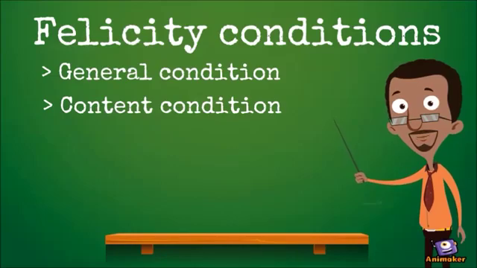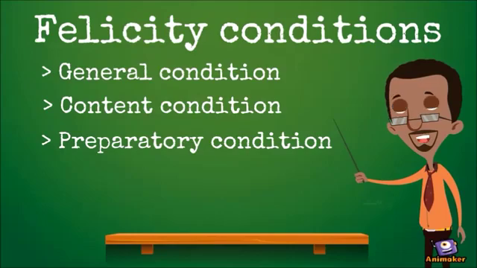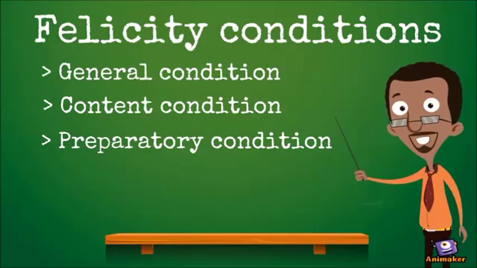Preparatory condition. A promise has two preparatory conditions. 1. The event won't happen by itself. 2. The event will have a beneficial effect. A warning also has two preparatory conditions. 1. It isn't clear that the hearer knows the event will occur. 2. The event won't have a beneficial effect.